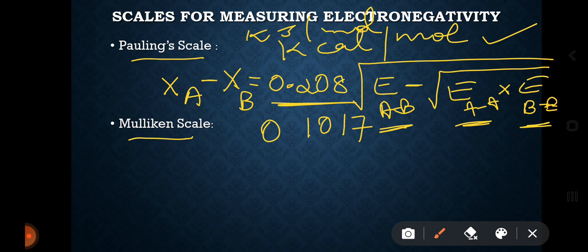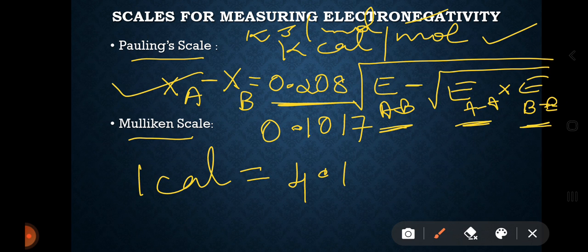If it is given in kilojoules per mole, you have to change 0.208 into 0.1017. Rest all the things are as usual, or else you can do it in another way also using the same formula. This formula itself you can convert. As you know, 1 calorie is equal to 4.182 joules. Using this you can convert and then solve the answers.